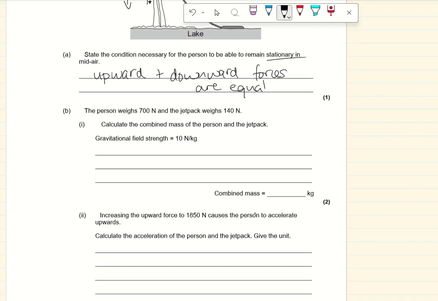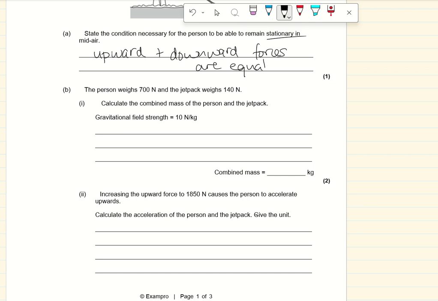This one here. The person weighs 700 newtons and the jetpack weighs 140 newtons. Calculate the combined mass of the person and the jetpack. Now here, we use a different equation where weight is equal to mass times gravitational field strength, and weight is the force and it's measured in newtons. We've got the weight of the person in newtons and the weight of the jetpack. So combined, they have a weight of 840 newtons. We know what gravity is. We need to work out mass.